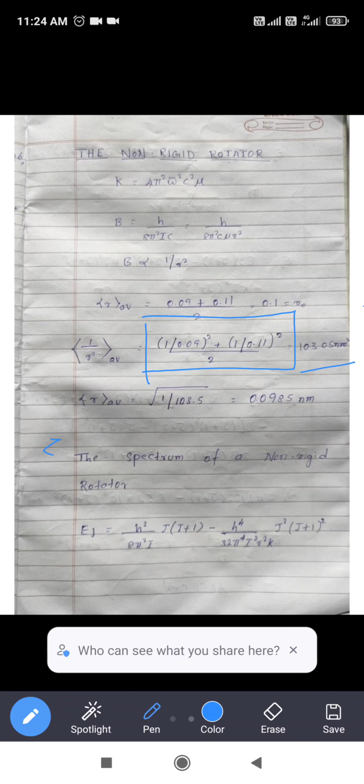We find R average, which is equal to 0.0985 nanometer.